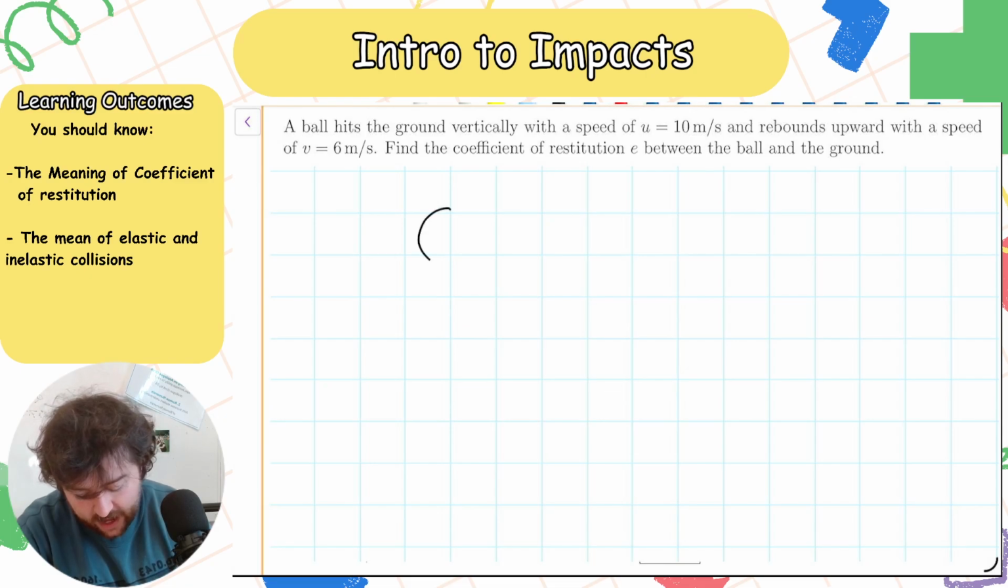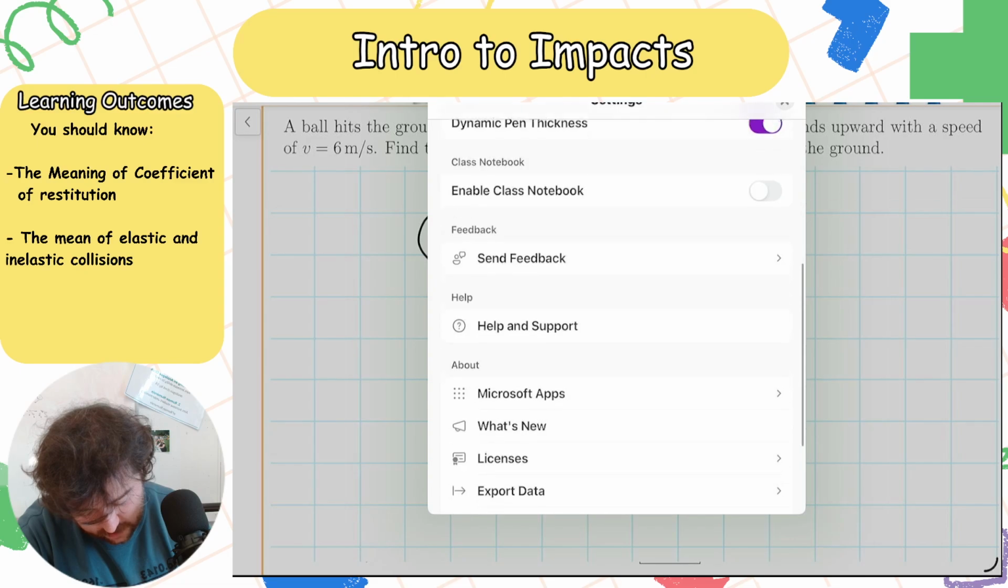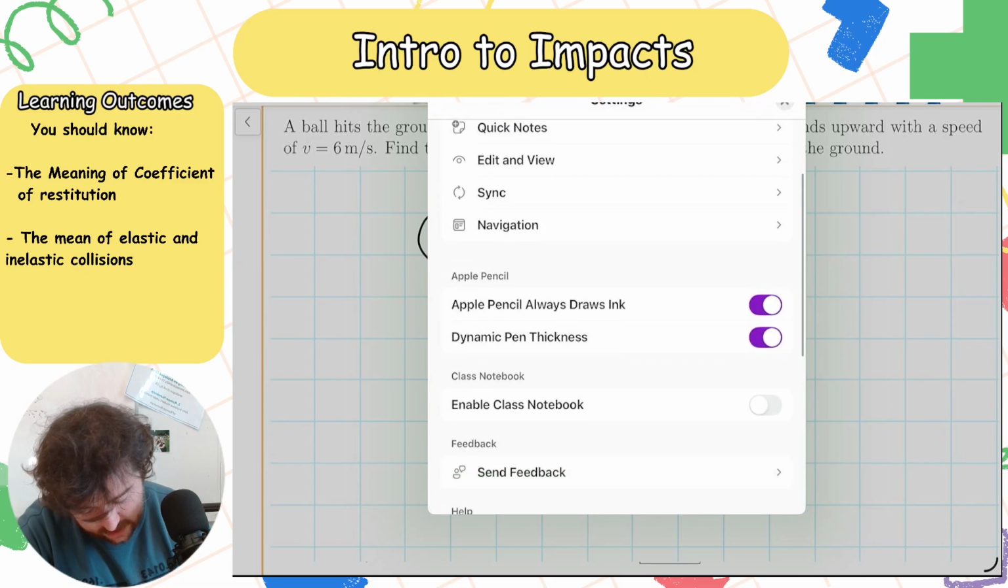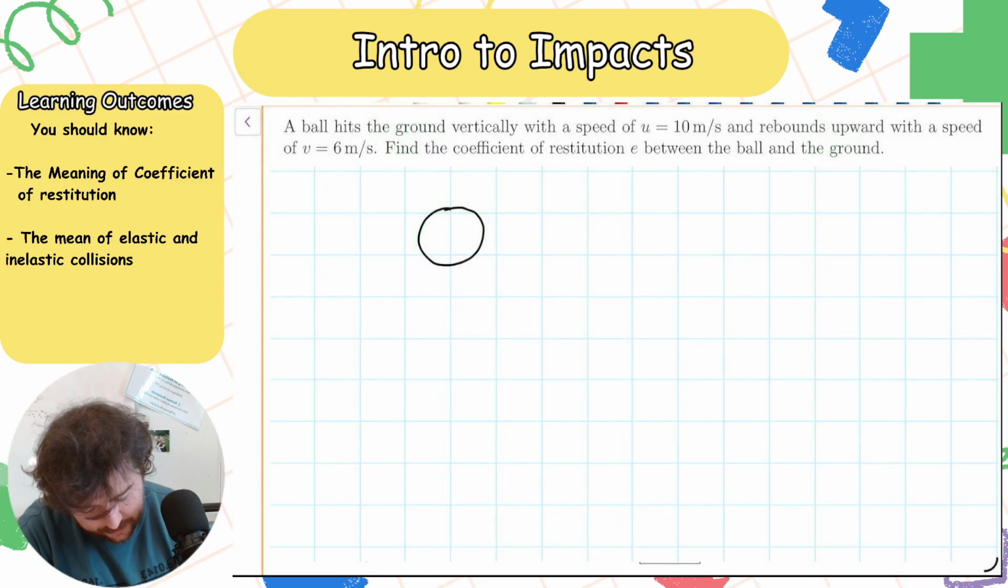So I have a ball. Can I turn auto shapes on? That makes things a little easier. No. Okay.